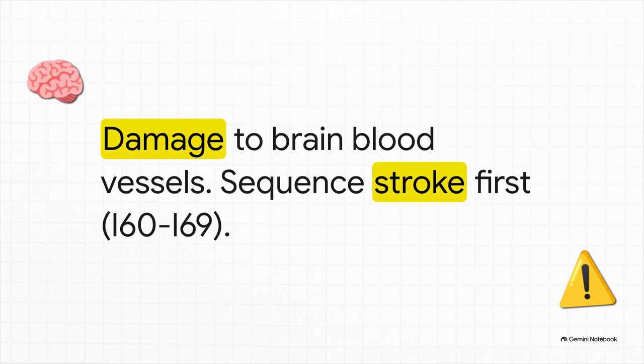For these specific complications, the sequencing rule is ironclad. You sequence the neurological condition or stroke first from that I60 to I69 range, followed by the hypertension code. The stroke always takes the primary spotlight.